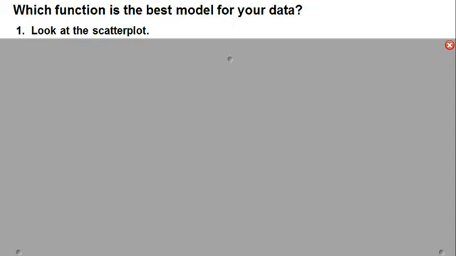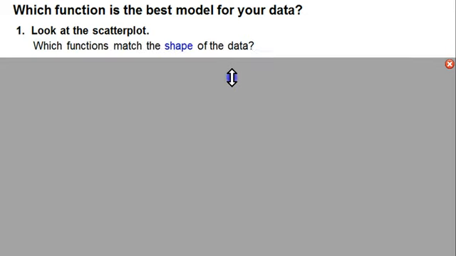This next part of your notes is just a checklist of things you need to think about when you are choosing the best model for your data. So number one, you always make a scatter plot and look at it. Which functions match the shape of the data? There might be more than one. If there's a certain curve, maybe you could do power, exponential, and quadratic, for example.